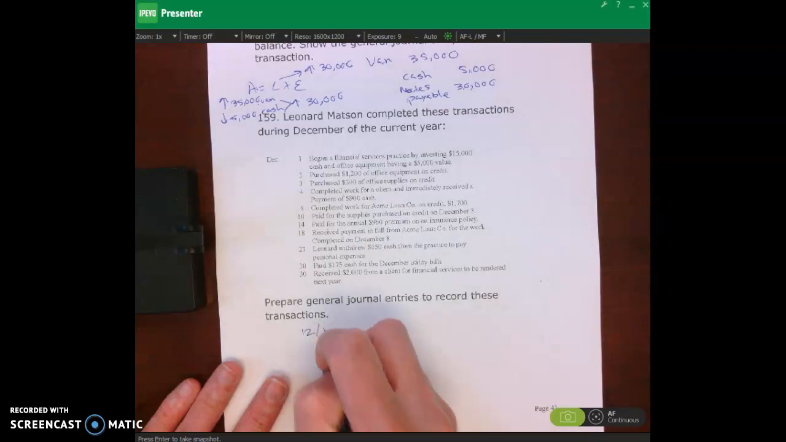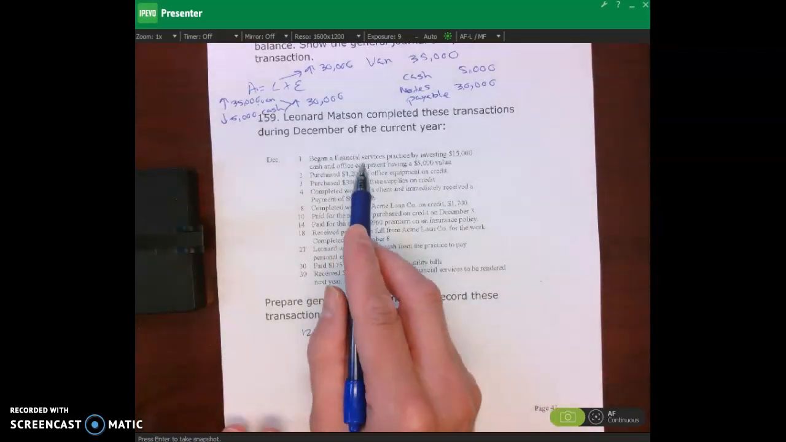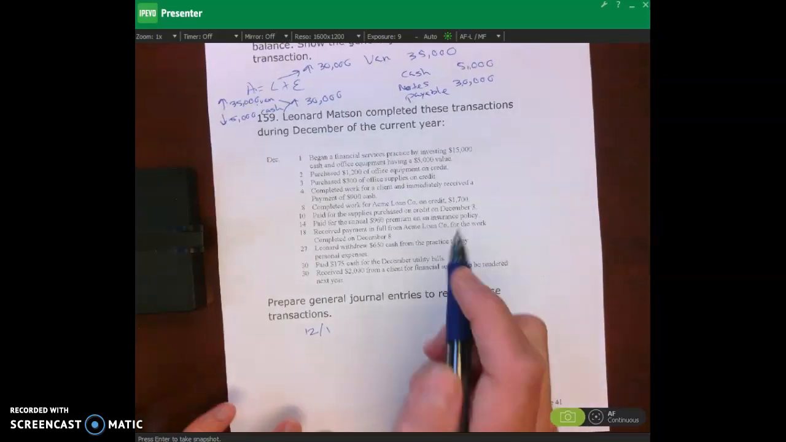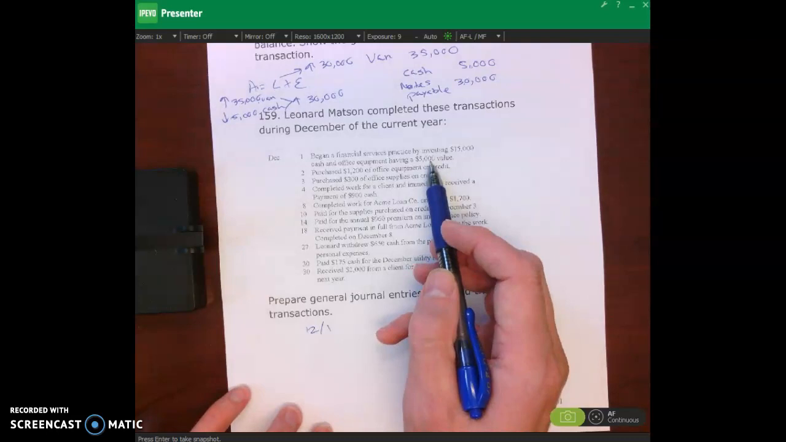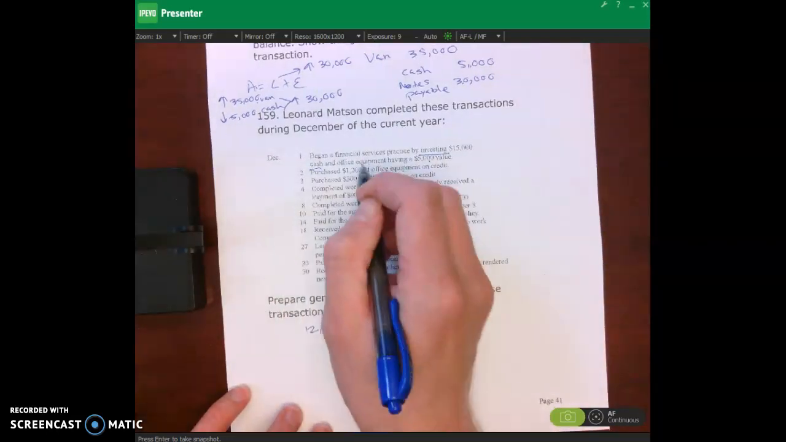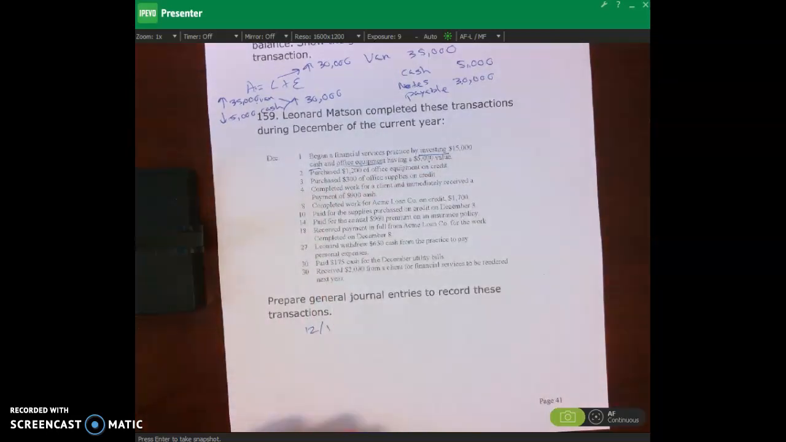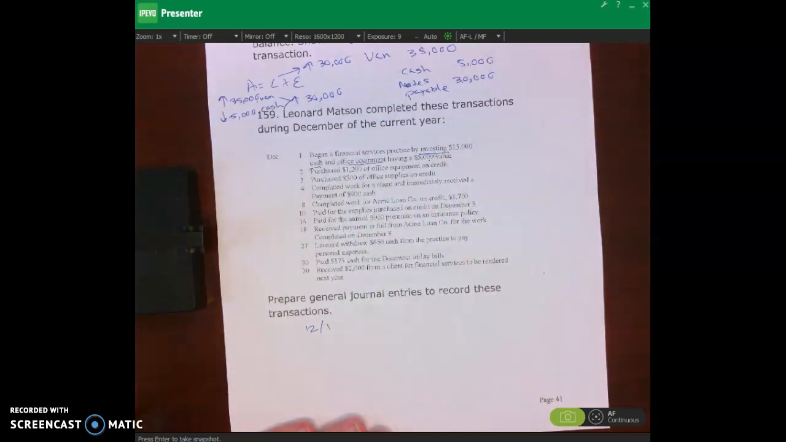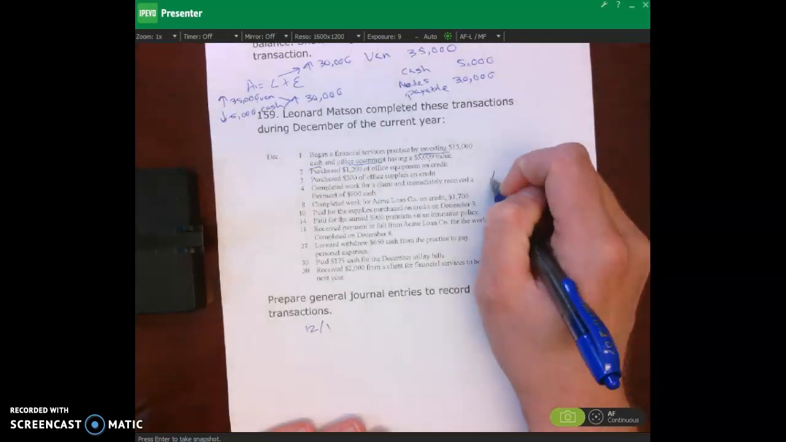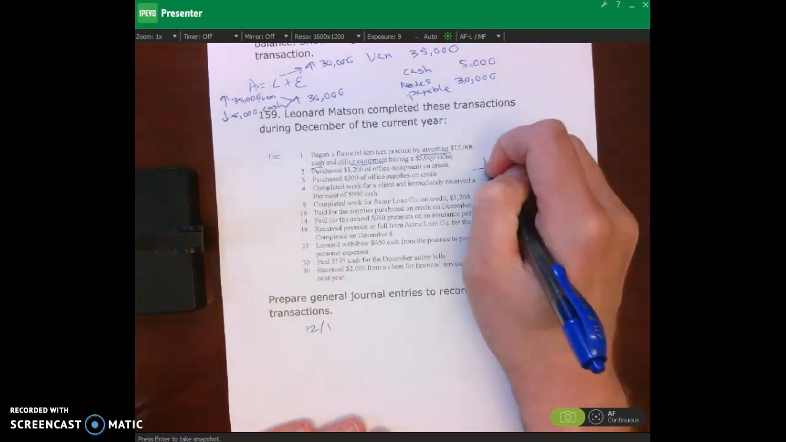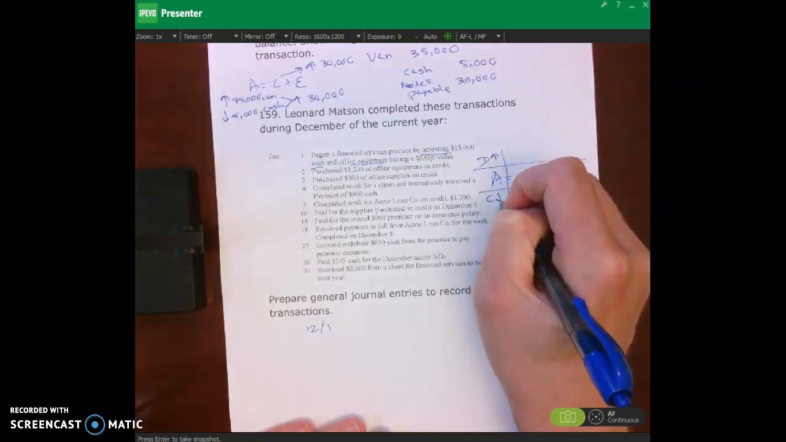So we'll come over here and see on 12.1, it says, began a financial services practice by investing $15,000 cash and office equipment that is a $5,000 value. The key word here is investing. What is being invested? Cash, which is an asset, and office equipment, which is also an asset. So our cash is going up, and our office equipment is also going up. How do I recognize, and I'll come back over here and draw out my accounting equation, that an asset increases, right?